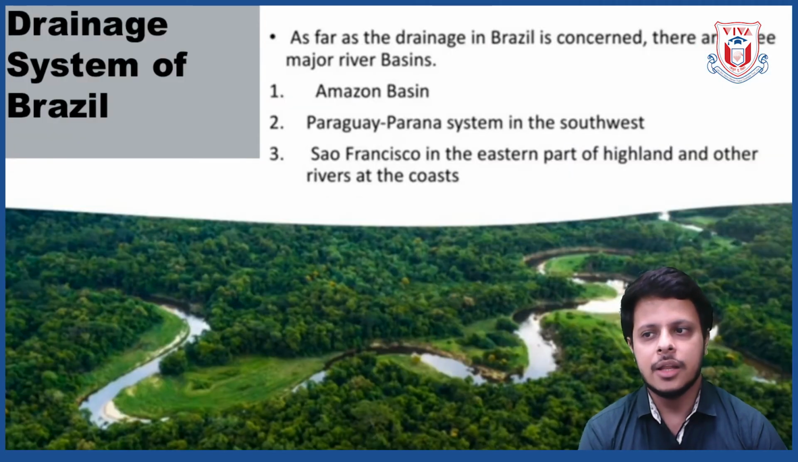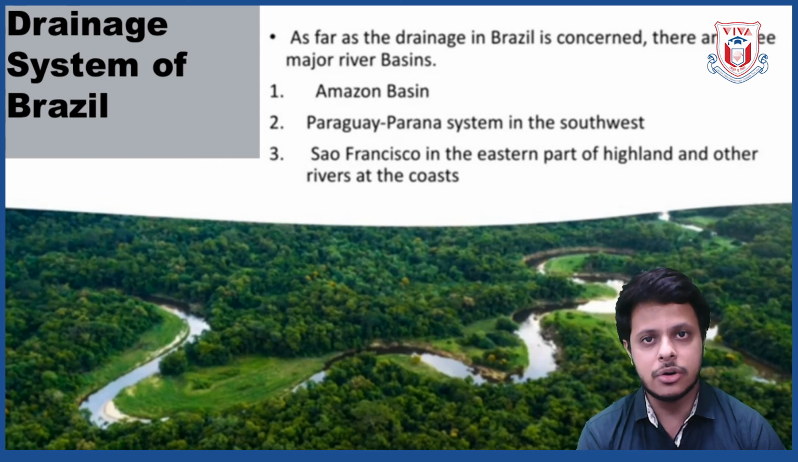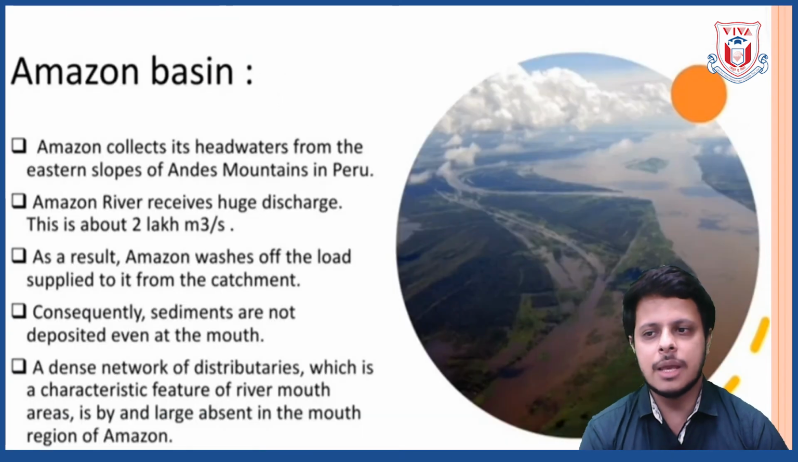Let's understand the drainage system of Brazil. As far as the drainage in Brazil is concerned, there are three major river basins. The first one is the Amazon River Basin, second Paraguay-Parana River system in the southwest, São Francisco in the eastern part of Highland, and other rivers at the coast. Let's see about the Amazon Basin.